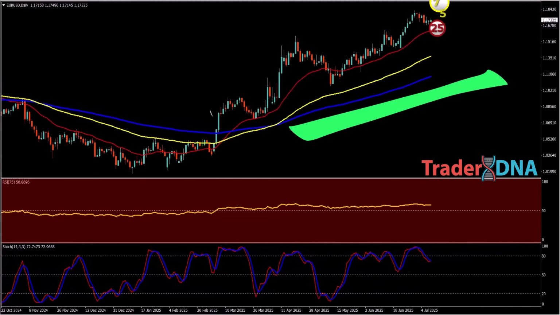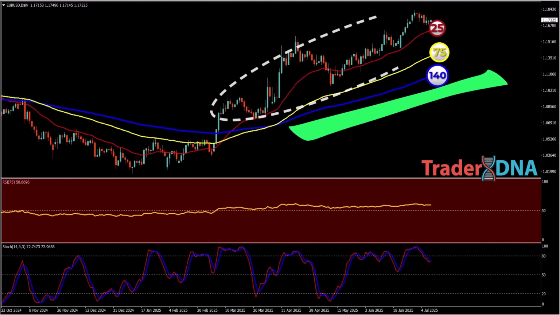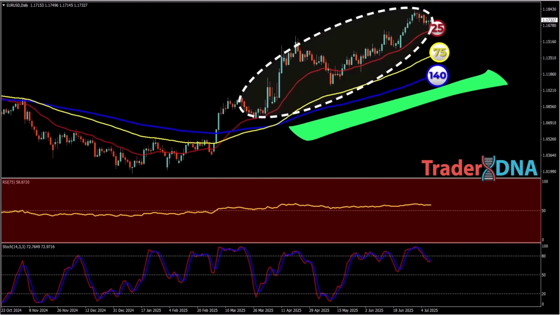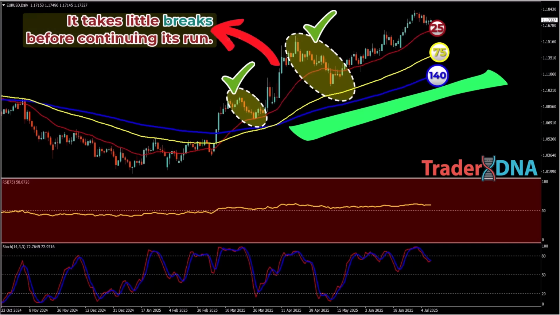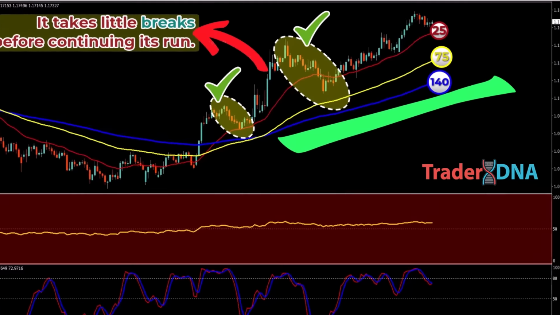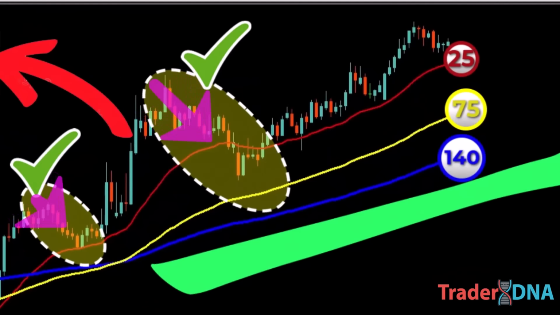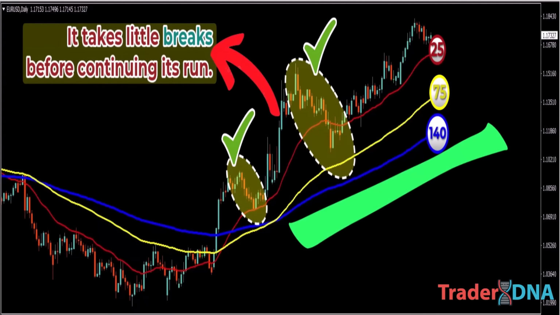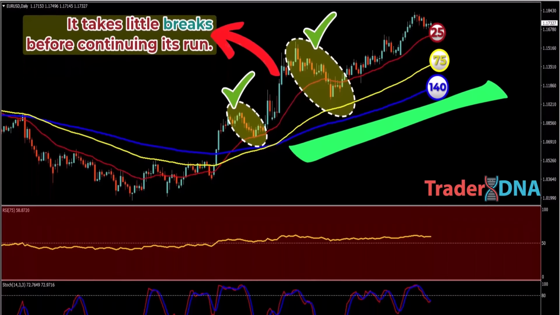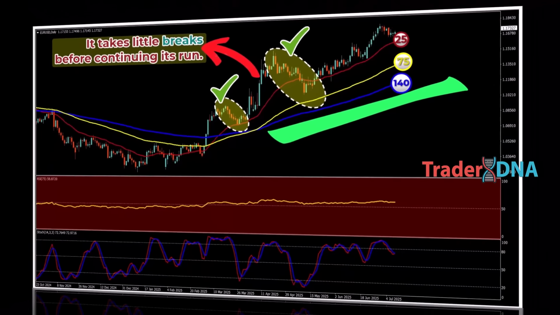So here's the deal. When a market is trending, it doesn't just move in a straight line forever. It breathes. It pulls back. It takes little breaks before continuing its run. And this is where most new traders get wrecked. They think the trend is over just because price goes the other way for a bit. But guess what? With our EMA setup, we can see exactly where those pullbacks are likely to bounce, and we get ready to strike when the time is right.